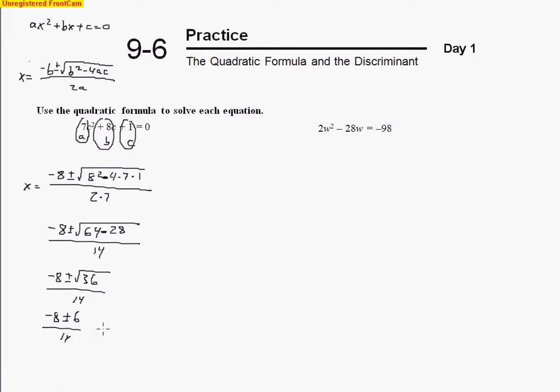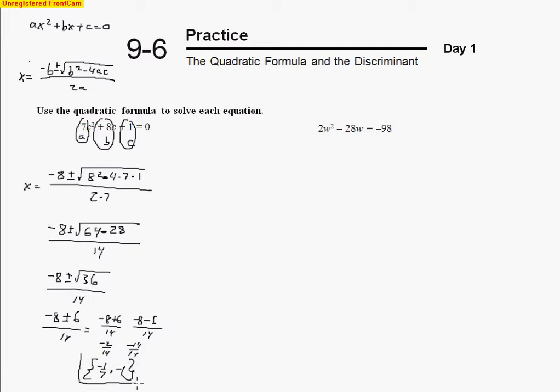And so I set up the two problems. One of them goes this way: negative 8 plus 6 over 14, which ends up being negative 2 over 14, which makes negative 1/7. The other solution is negative 8 take away 6 all over 14. Well, that's negative 14 over 14, which makes negative 1. And so those are my two solutions.